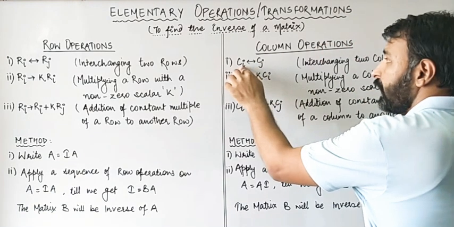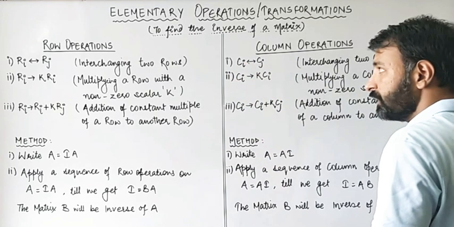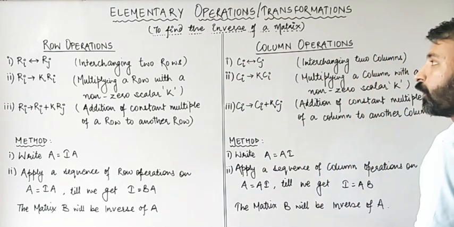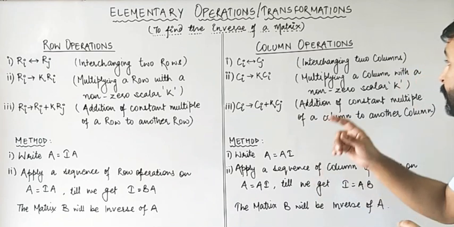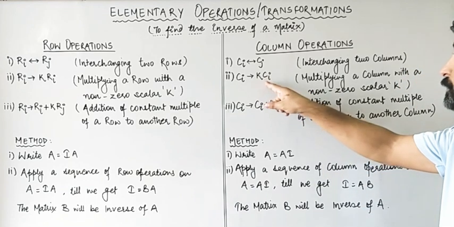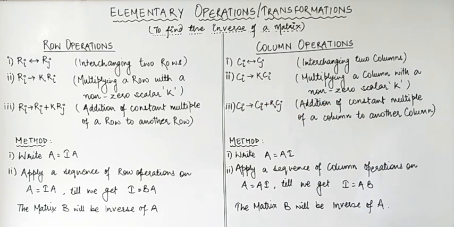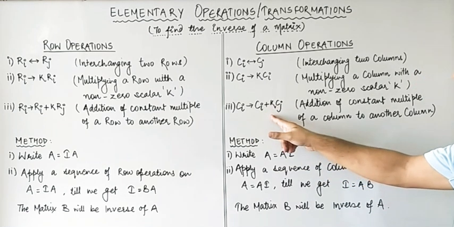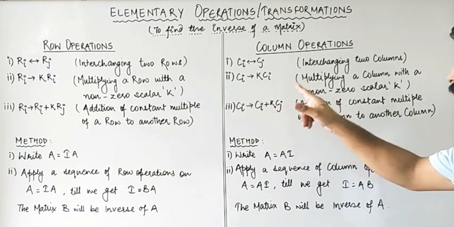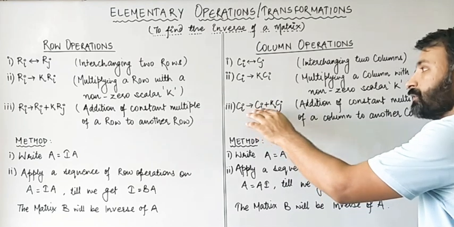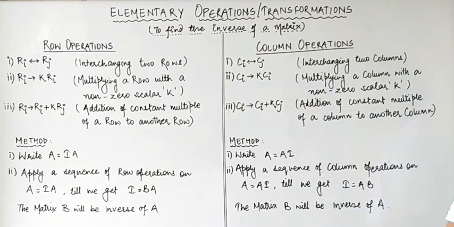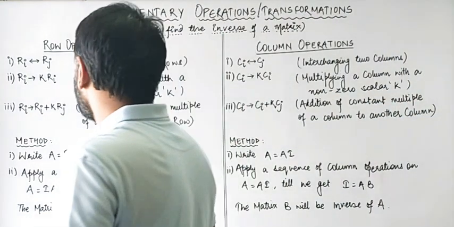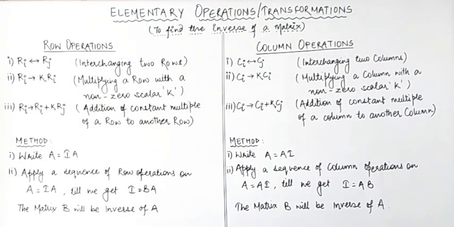That is, column i can be interchanged with column j, that is interchanging of two columns. Column i can be multiplied with a non-zero scalar k, that is, Ci tends to kCi. And addition of a constant multiple of a column to another column, that is Ci can be changed to Ci plus k times Cj. Now, what is the method of doing elementary row operations or column operations?